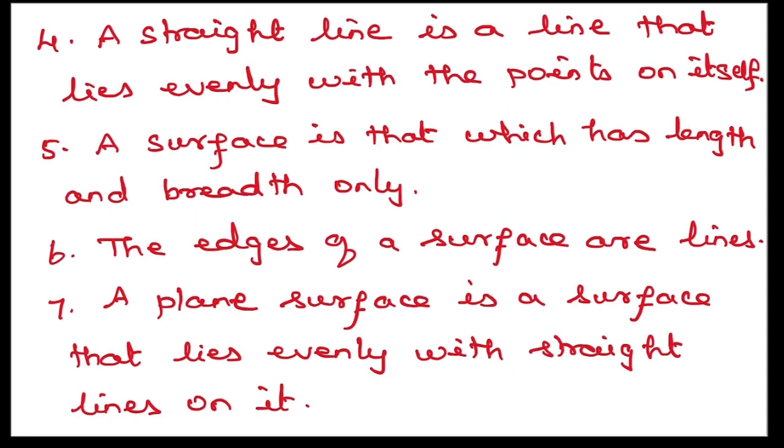Next, fourth one, a straight line is a line that lies evenly with the points on itself. That is, if a line lies evenly with the points on itself, then it is called a straight line. Next, fifth one, a surface is that which has length and breadth only. That is, any object which has length and breadth only is called a surface. Next, the edges of a surface are lines. Seventh one, a plane surface is a surface that lies evenly with the straight lines on it. So these are the 7 definitions of Euclid.